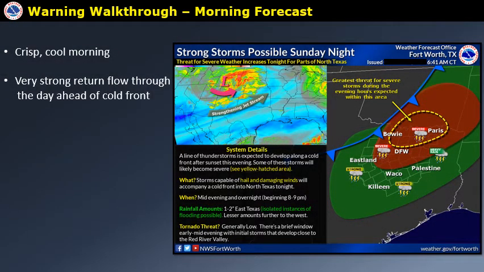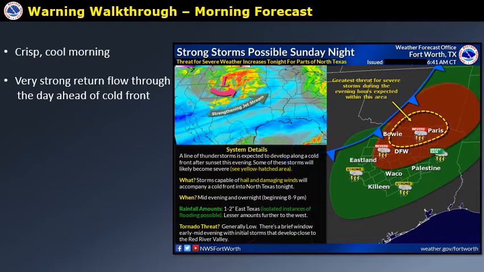Now we will transition to a mini case study. In the next handful of slides, we will step through an actual event that impacted portions of North Texas. We will first begin by taking a look at some of the expectations of the morning forecast.